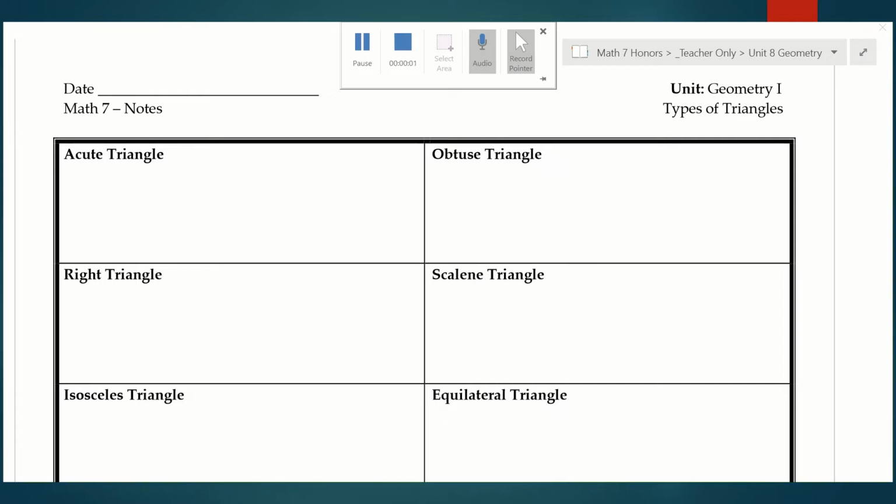Hi everybody. We are going to talk about types of triangles today. There's two different ways to classify triangles. We can classify them by their angles or by their sides. The first way we're going to do is by their angles. I'm going to have you split this chart up a little bit.